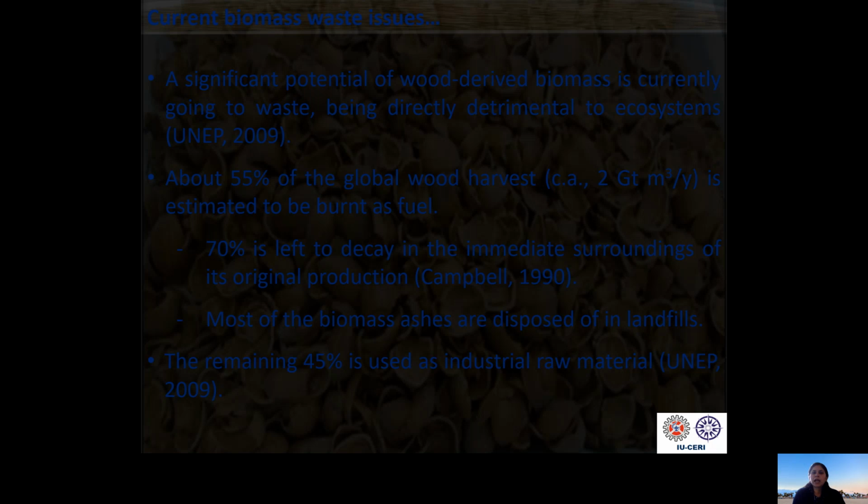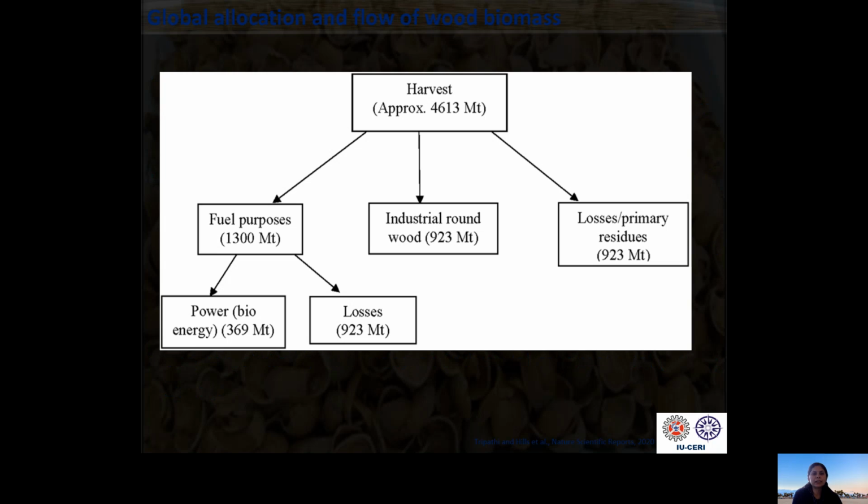A significant potential of wood-derived biomass is currently going to waste, being directly detrimental to ecosystems. So biomass waste can be used as a resource, but at the moment a large proportion of it goes to landfills or is burnt, as I said earlier. About 55% of global wood harvest is estimated to be burnt as fuel. 70% of this is left to decay in the immediate surroundings of its original production, and most of the biomass ashes are disposed of in landfills. The remaining 45% is used as industrial raw material as per a UNEP report, which is quite old, but it gives a bit of understanding about what residues are available that can be managed or used.